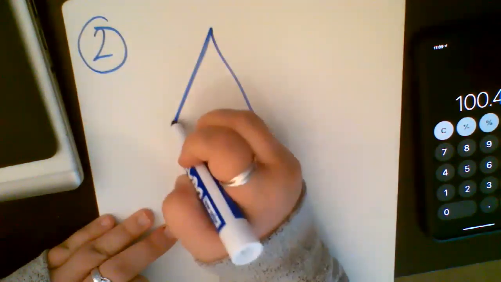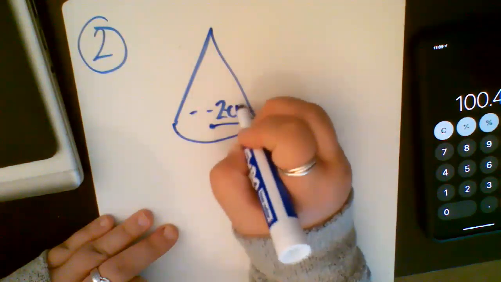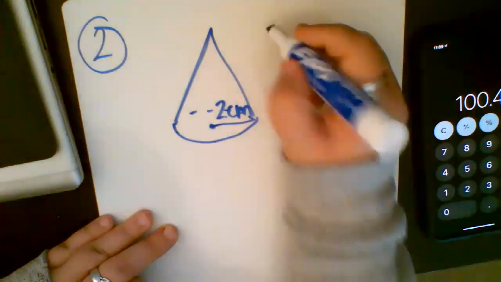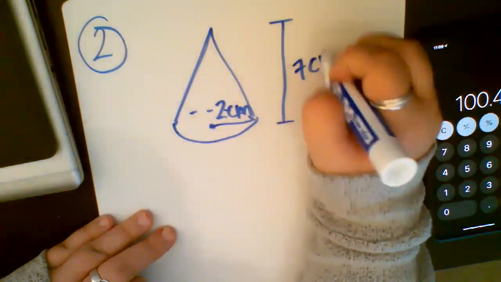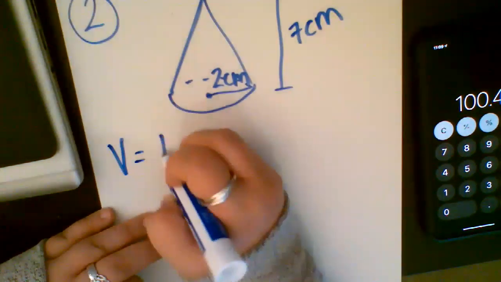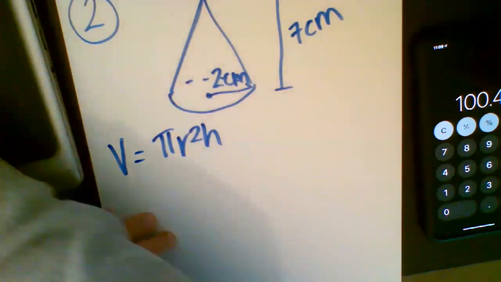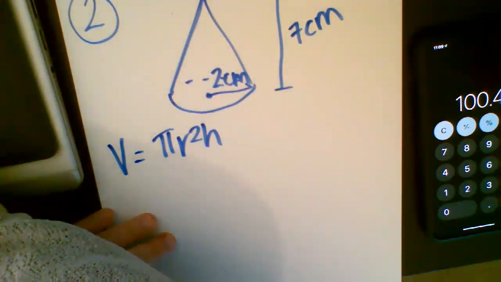So we've got our cone, circle bottom, 2 centimeters is gonna be our radius, and our height is going to be, let's say, 7 centimeters, okay? So again, we've got our formula, pi r squared h divided by 3.